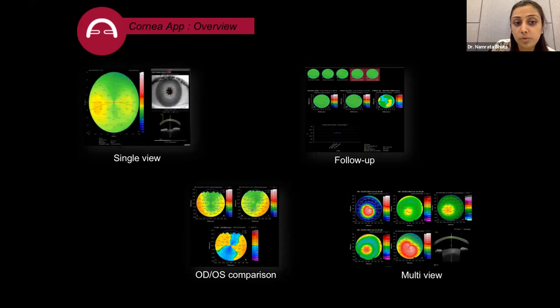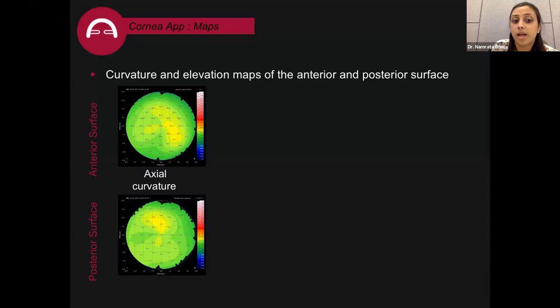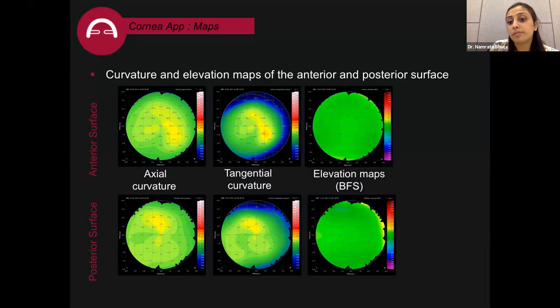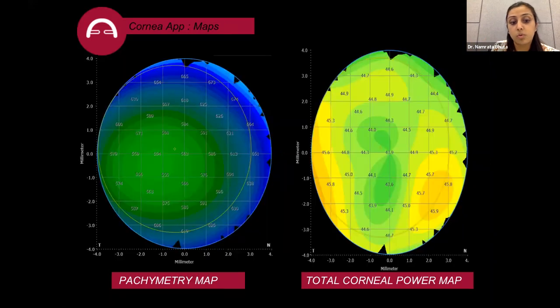Beginning with the single view. Now, this is where you get a single map. Either it can be a map of your axial curvature or your tangential curvature for both the anterior and the posterior surface. You also have the elevation maps with your best fit sphere. And another very important feature is it also gives you an elevation map with a best fit toric ellipsoid. You also have the routine pachymetry maps and the total corneal power map. Now, I'll be talking a little bit more about total corneal power as I go ahead.